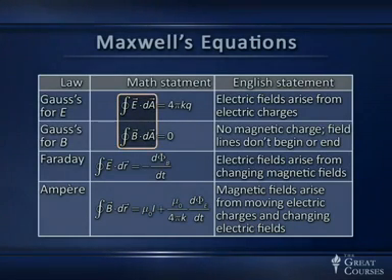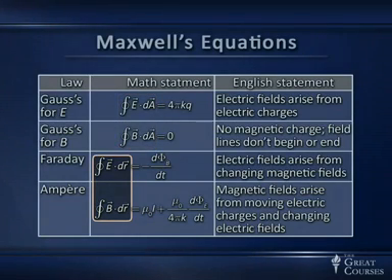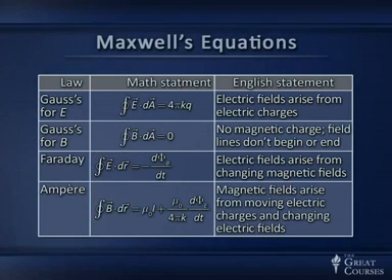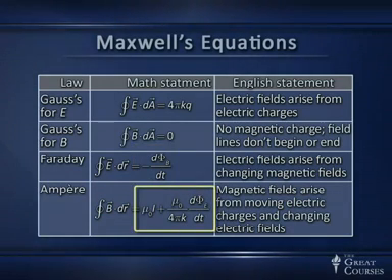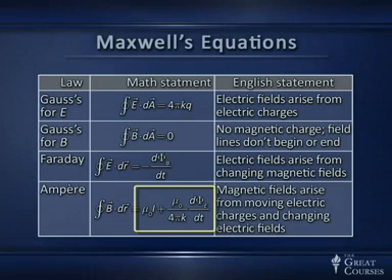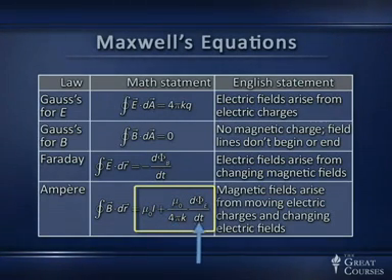The left-hand side of the two Gauss's laws are identical, except one's got E and one's got B. The left-hand side of Faraday's and Ampere's laws are identical, except one's got E and one's got B. And the right-hand sides are a bit different. The right-hand side of Faraday's law has a minus sign and then the changing magnetic flux. The right-hand side of Ampere's law, in addition to having the current, we'll get to that in a minute, has a positive sign and this constant, and then the changing electric flux.